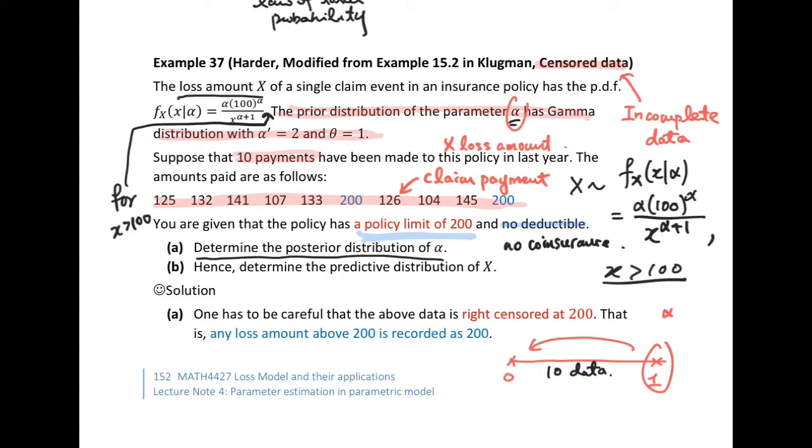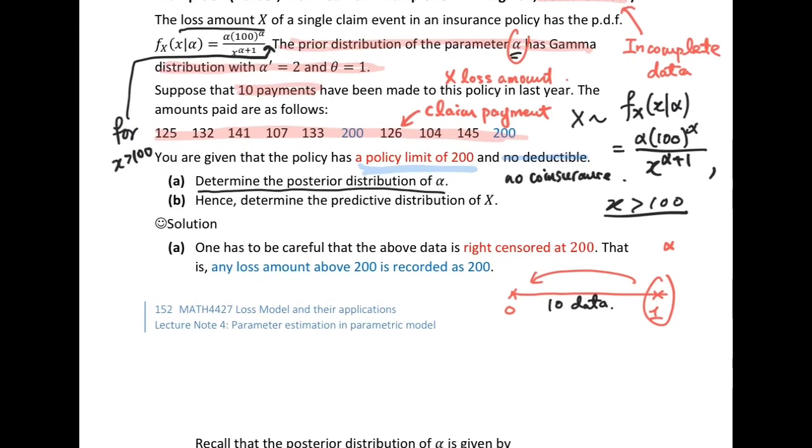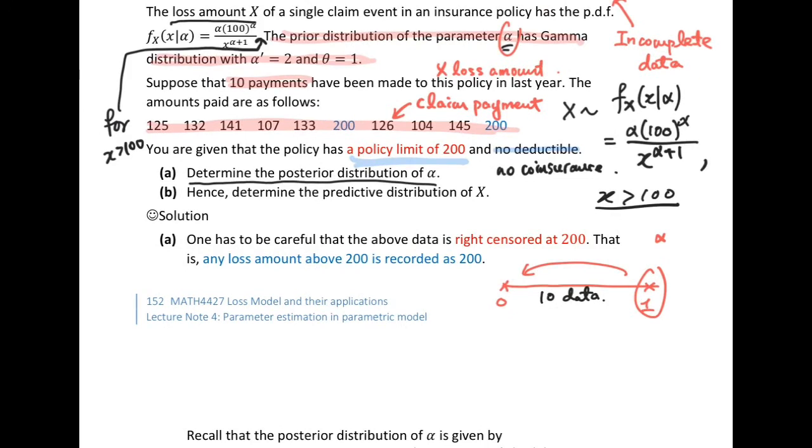what you need to do is first try to obtain, among these n data, what will be the corresponding loss amount as well as n, for these 10 claim events. To do this, first of all, because you have a low deductible and no co-insurance, you only have the policy limit, right? So what does it mean?